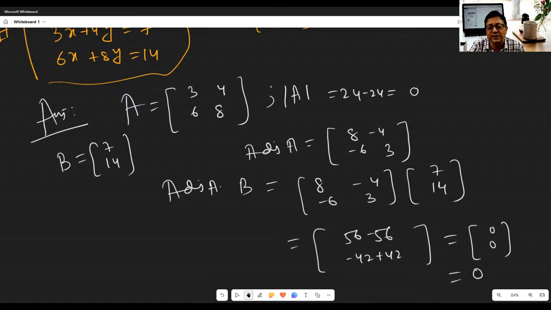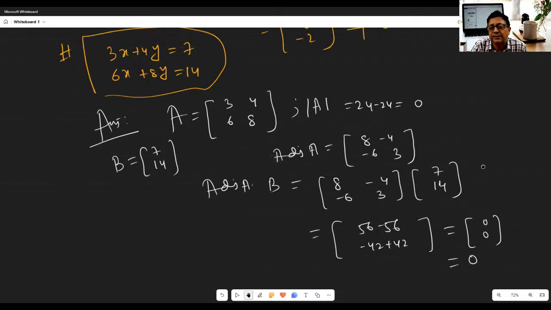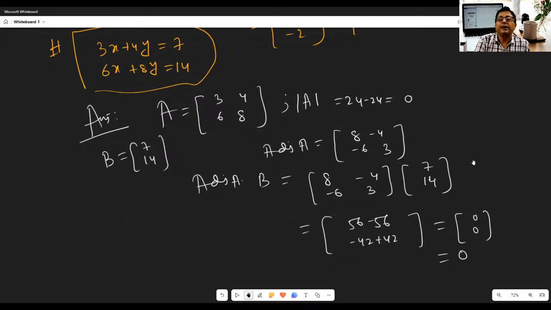But how to solve it? How to get infinitely many solutions here? Here we will follow 3 steps. Here 2 steps will be enough because it is a 2 cross 2 order matrix. So I am telling you the process how to finish the sum.